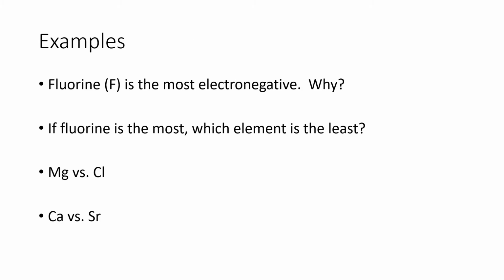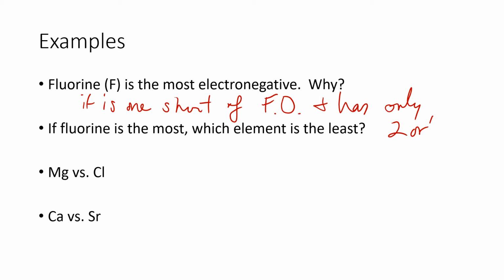Fluorine is the most electronegative, and why? And don't say it's because you're going from left to right. Do not say this. It is because, of all the elements on the periodic table, it is one short of a full octet and has only 2 orbitals.